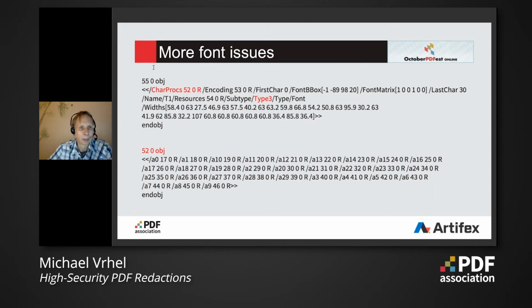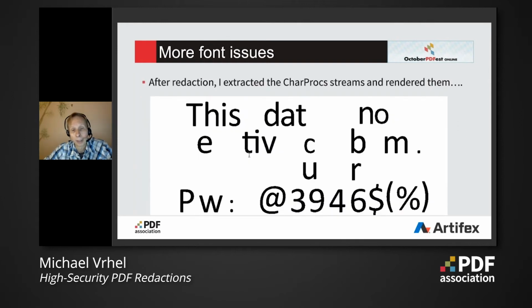And here I have object 55, which is a Type 3 font. It's giving me a reference to the CharProcs, which is object 52. Object 52 has a number of references. Each of these would basically represent the character. So I went ahead and wrote a little bit of code to render each of these. They actually ended up just being images. So after that, I went ahead and rendered them, and there's the information again about my password that I had redacted. So again, this is troublesome in that there's information there. While it takes a little bit of work, it's there, and it could be an issue in certain high security cases.